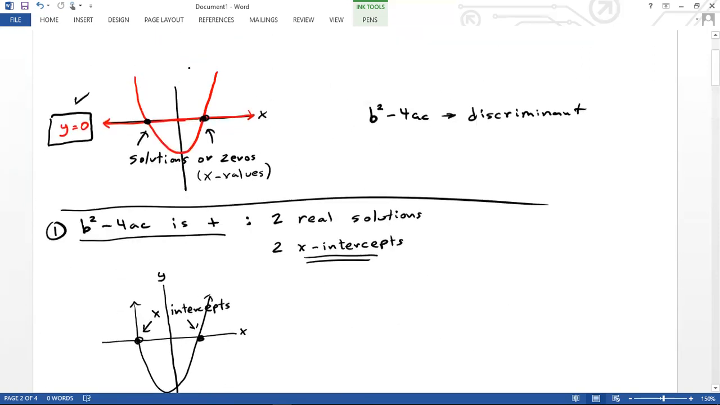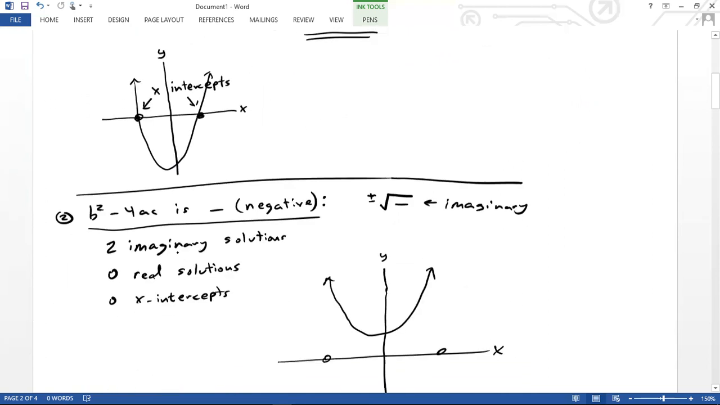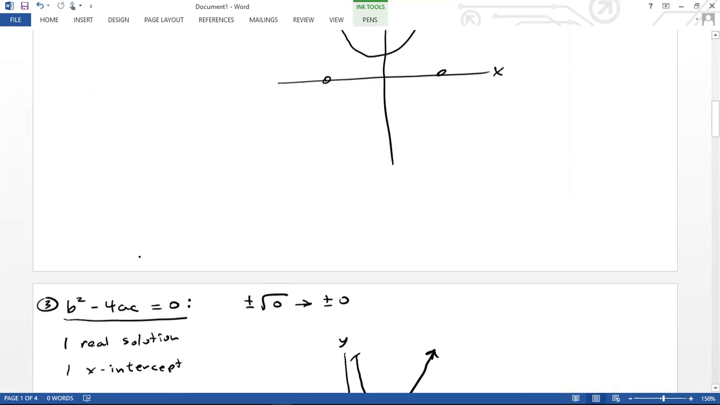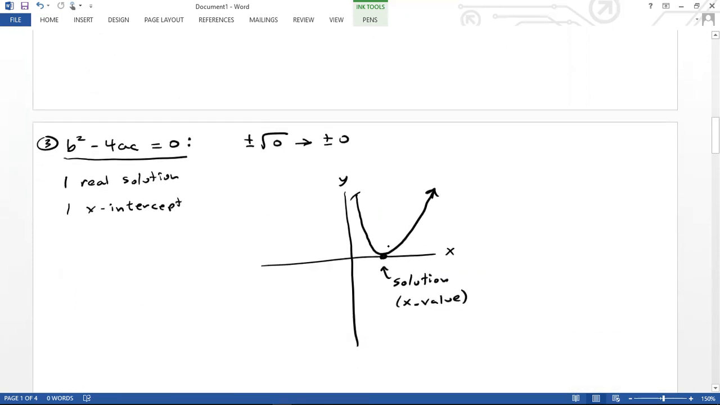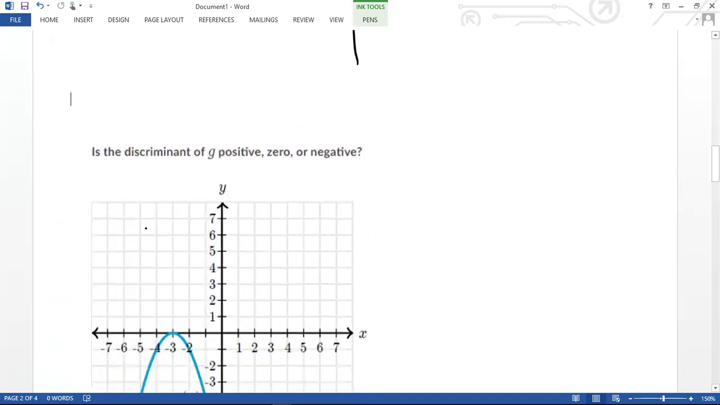Okay, so three cases, guys. When it's positive, you have two real solutions and two x-intercepts. When it's negative, it's two imaginary solutions. There's no real solution and no x-intercept. And when it's 0, there's one x-intercept and one real solution. It just hits the x-axis once. So these problems are actually pretty easy, okay?